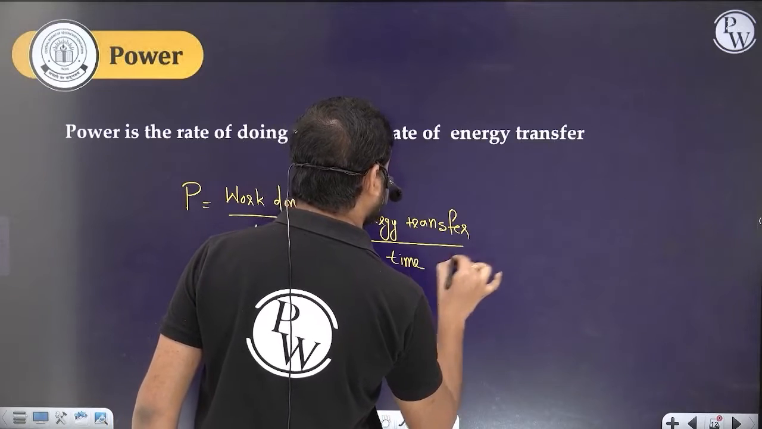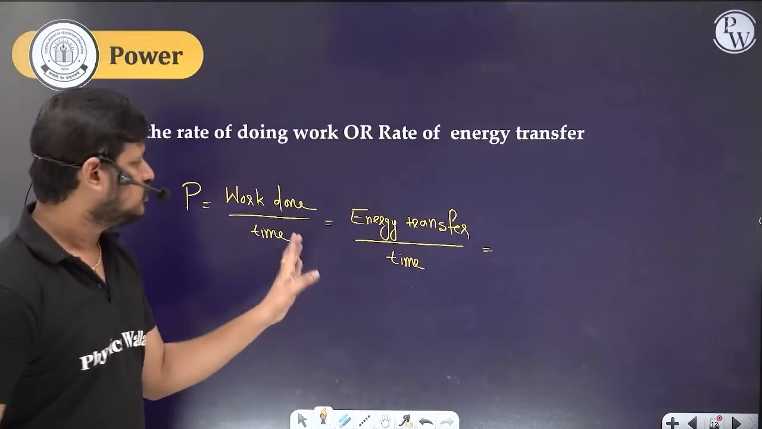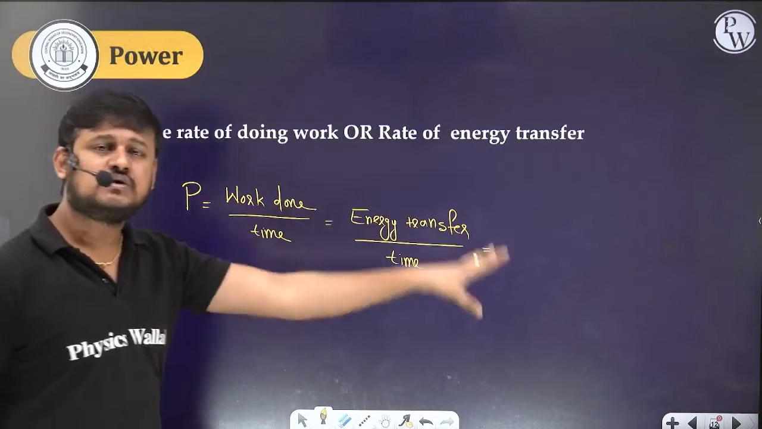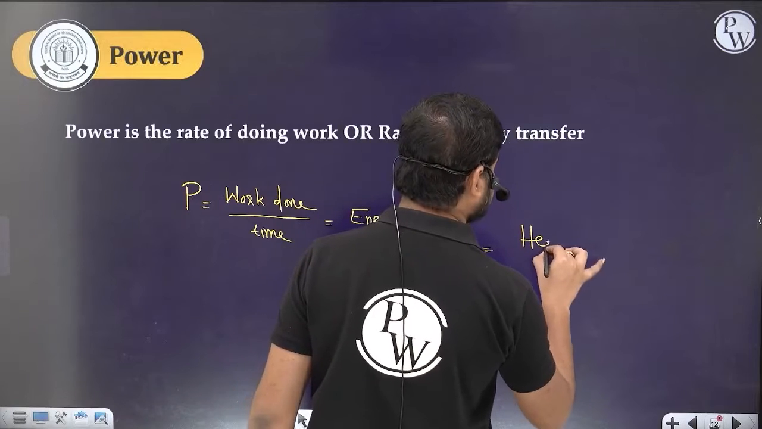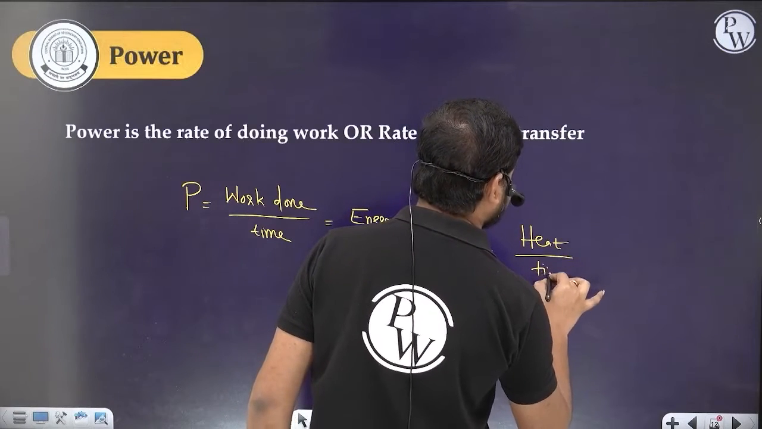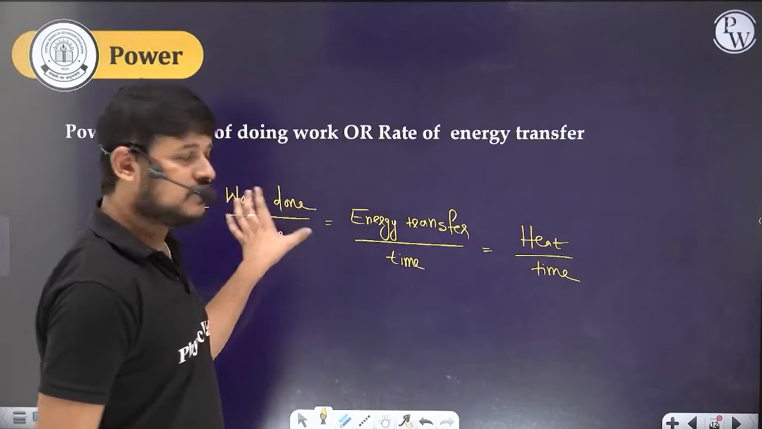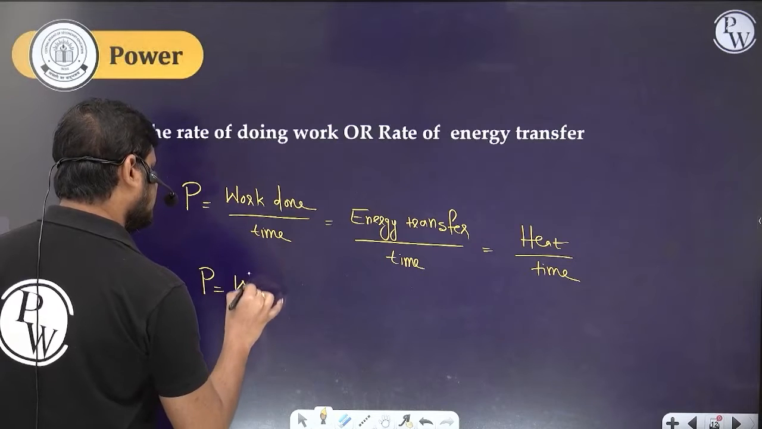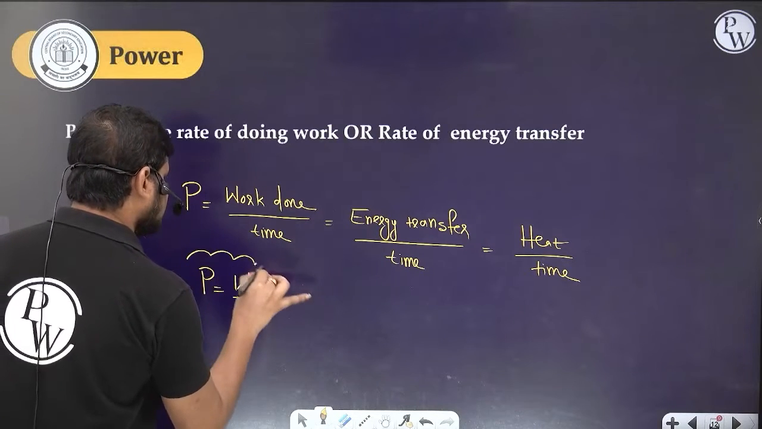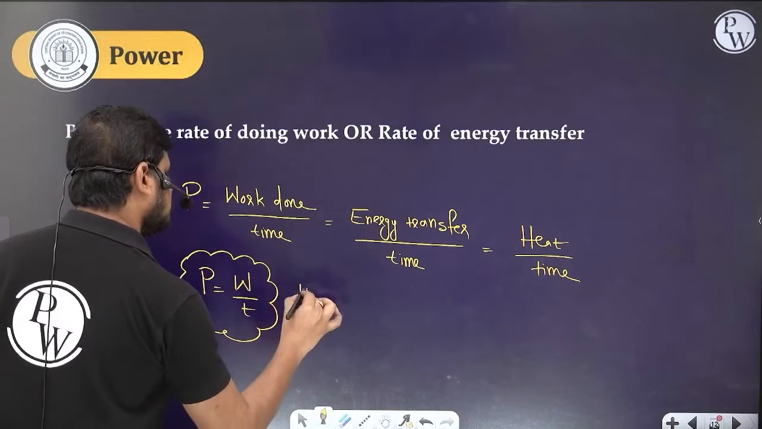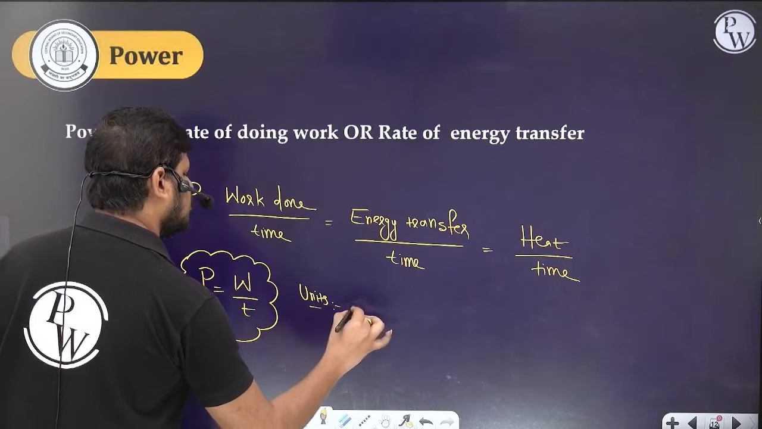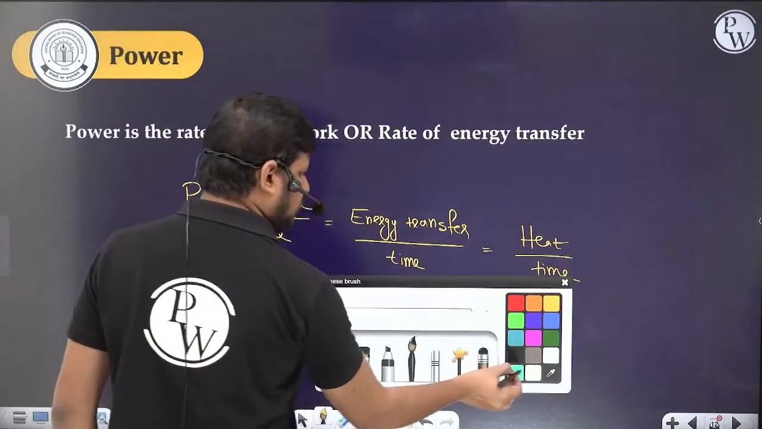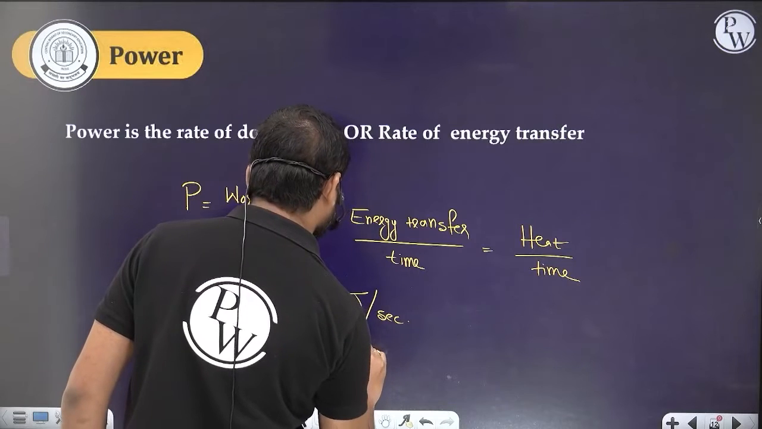And you already studied in grade 10th that the work done will be equal to the energy supplied, which will be equal to the heat. Here it is not required; in thermodynamics we'll study about it. So it's heat per time. So work, energy and heat. We can write the power is equal to W by T, right? So what are the units? Work is joule, time is second, so joule per second. Now I want you to write the dimensional formula for this.